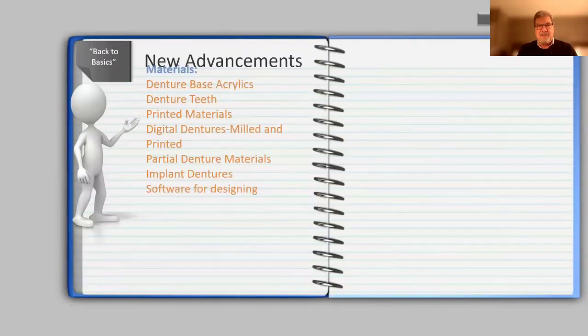Moving forward, the technology has changed so much with new advancements in materials: denture-base acrylics, denture teeth, printed materials, digital dentures milled and printed, partial denture materials, implant dentures, and software for designing. We have a lot at our fingertips now. Years ago, when I went to a dental meeting or a lab meeting, I never saw much about dentures. I didn't have much exposure. Now I go to a meeting and all I see is dentures, digital dentures, and denture technology, and there's a lot of opportunity with dentures in the market.